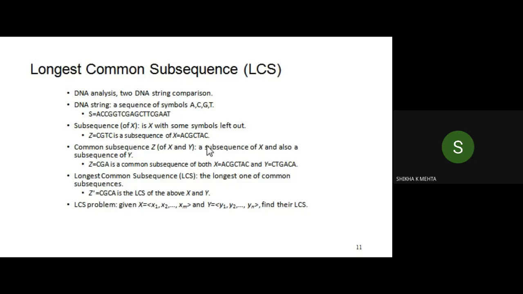So that means we have to see there is no crisscross. So G should be followed by C in the same order, in the same direction, right? So that means ACG is not a common subsequence of X and Y, but AC is a common subsequence of both X and Y. So similarly, we have to find out a strategy such that we are able to find the longest common subsequence.